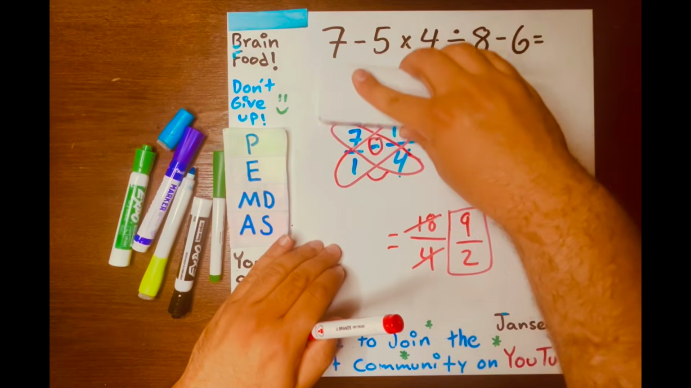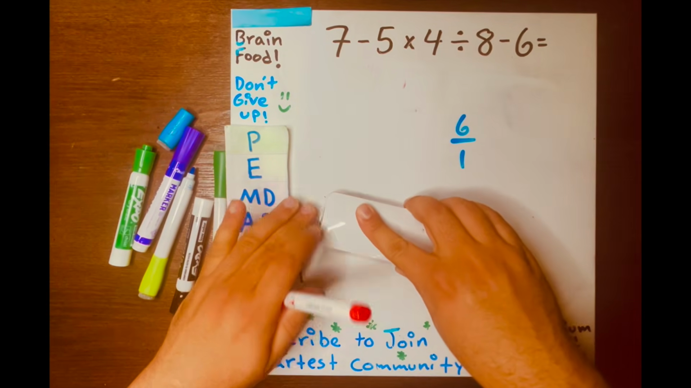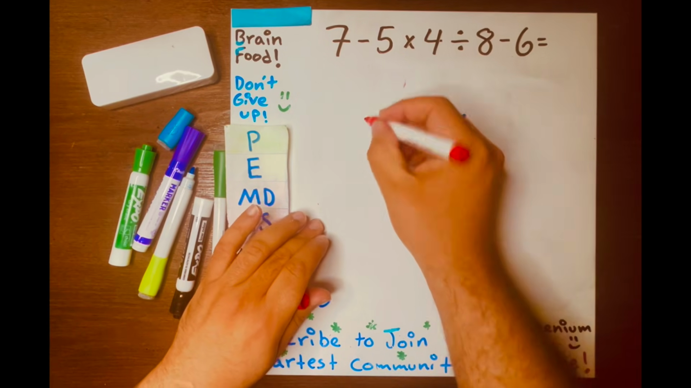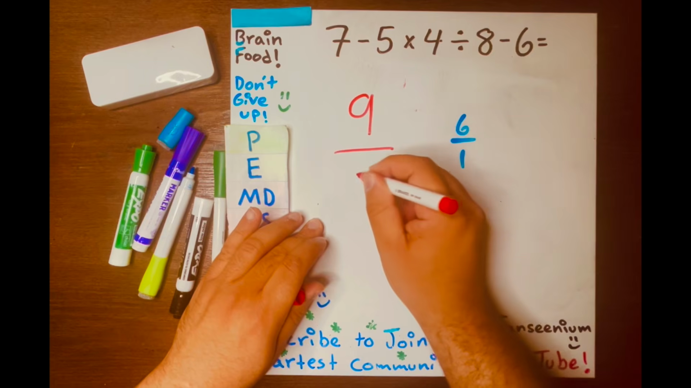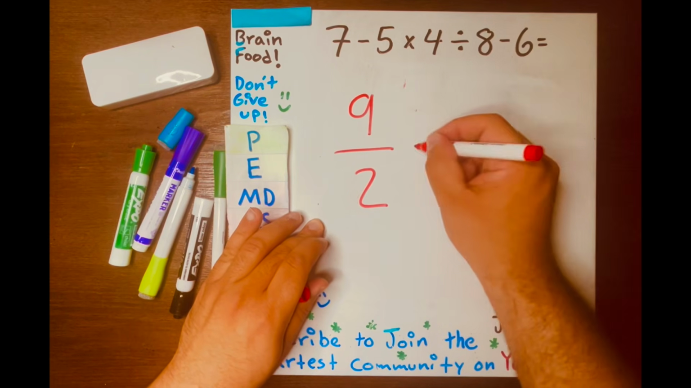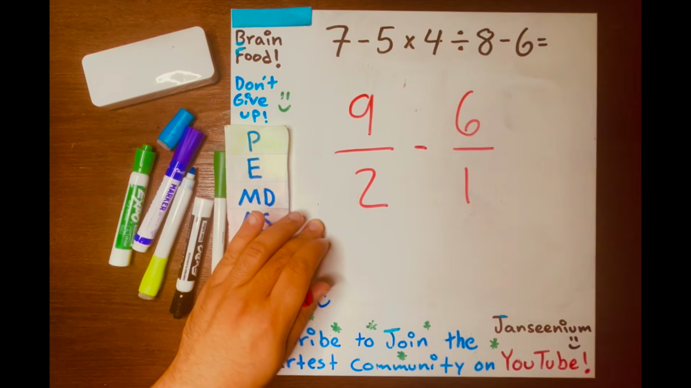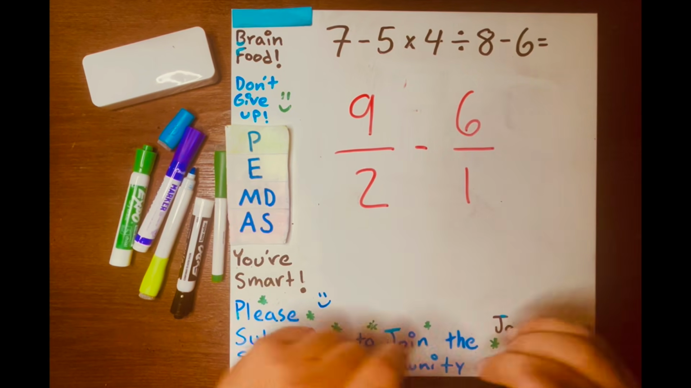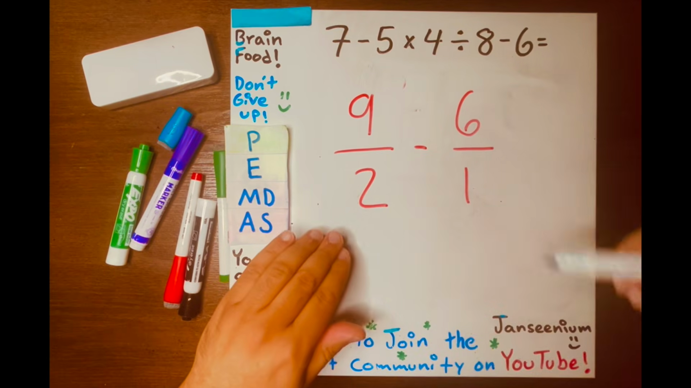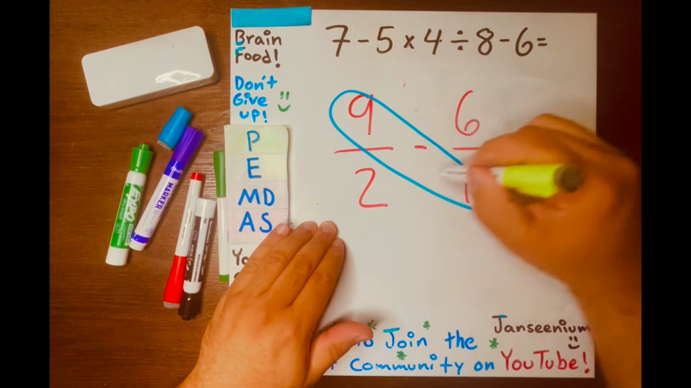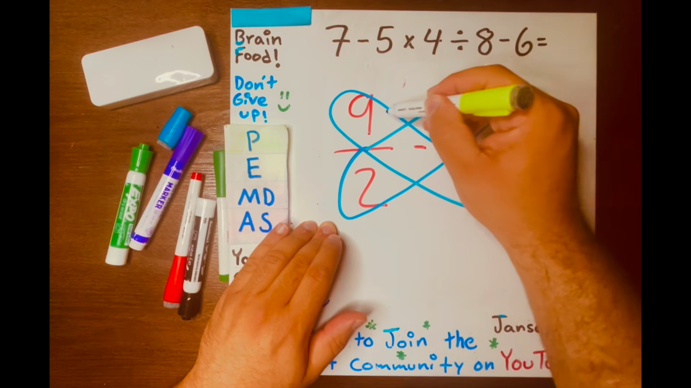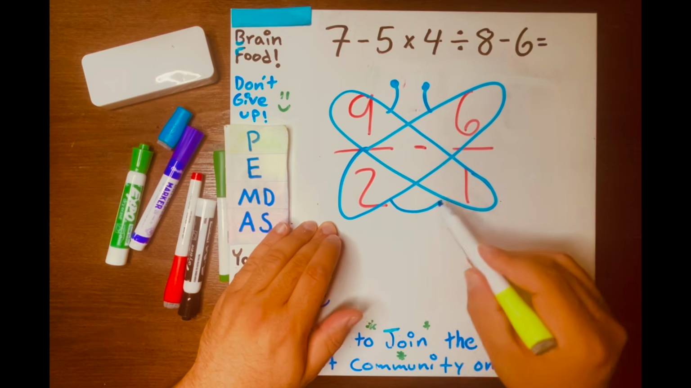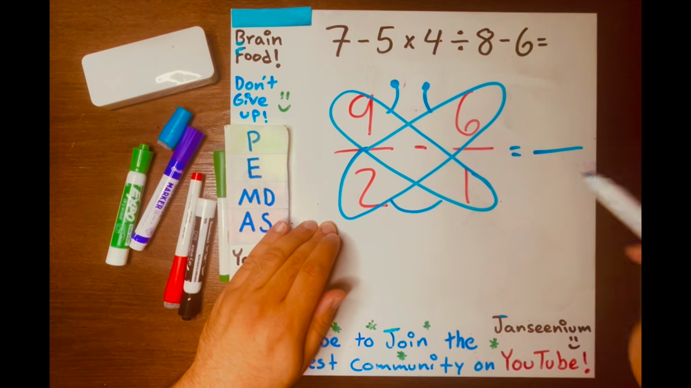Next, I'll erase this for space and write 9 over 2 larger on the board. 9 over 2, and the same for the 6 over 1. Notice the denominators are different, so yes, I will use the butterfly method again. So I draw the wings and multiply what's inside the wings. Here are the antennas, and you write the results above the antenna, and here's the body. This gives us the denominator.